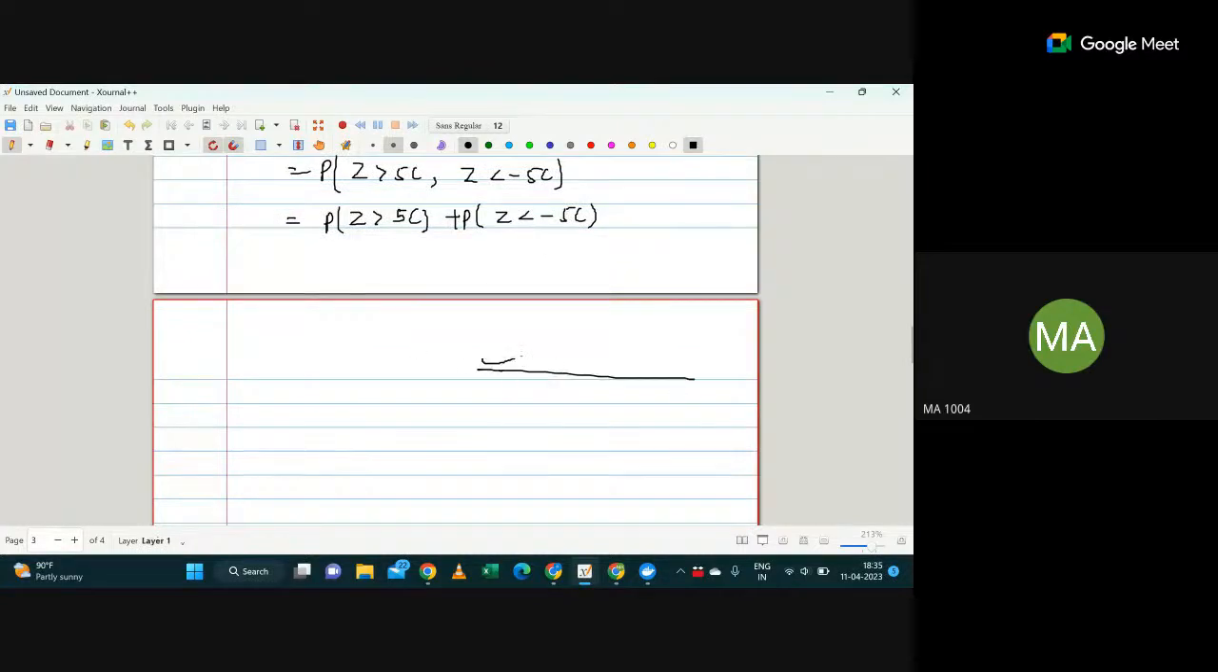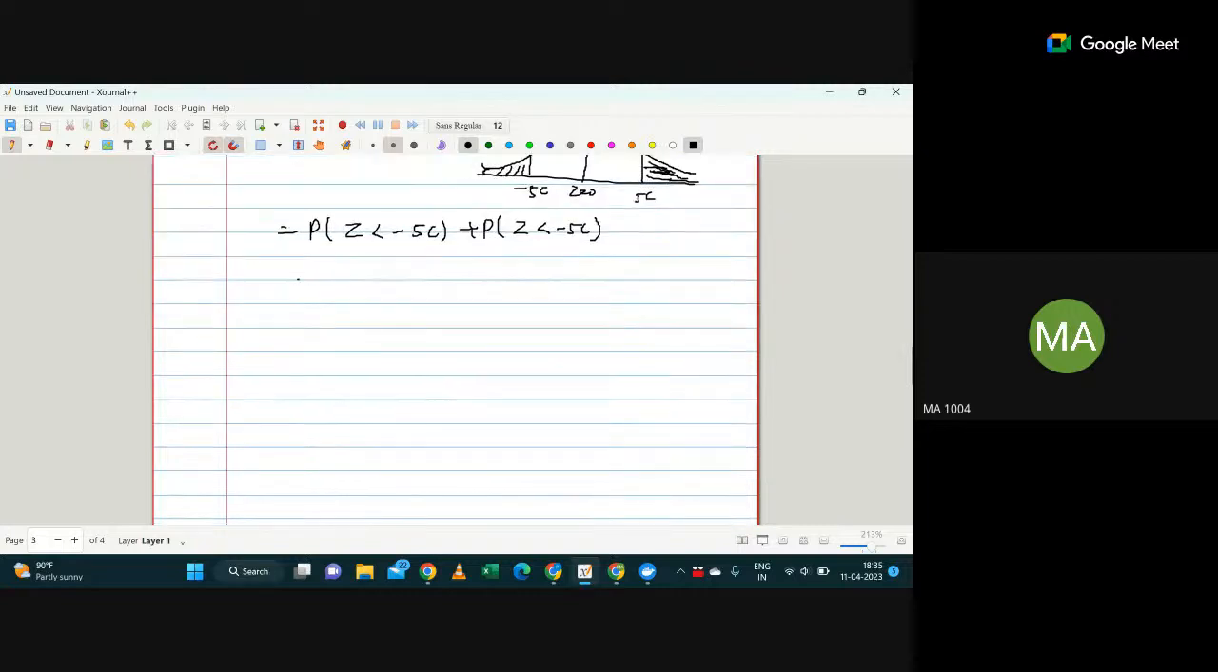Since this is a two-sided test, that means what? Suppose this is z equal to 0, suppose this is 5c and this is minus 5c. By the symmetry, these two things are equal. I can write the probability of Z less than minus 5c plus the probability of Z less than minus 5c, correct? That means 2 times the probability that Z is less than minus 5c, that means 2 times Φ of minus 5c, correct? And alpha I'm going to consider as 0.05. So far it is okay for everyone?